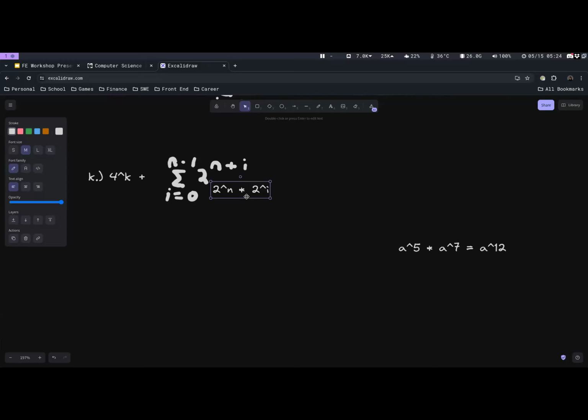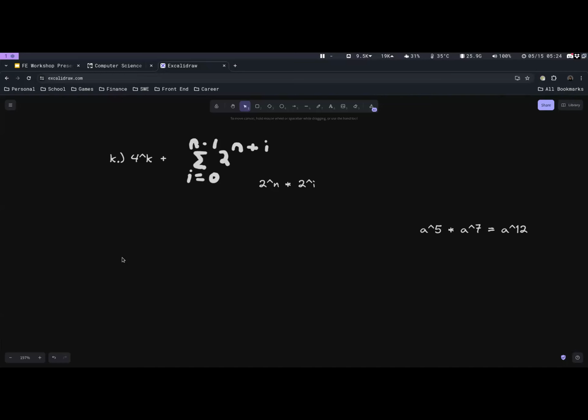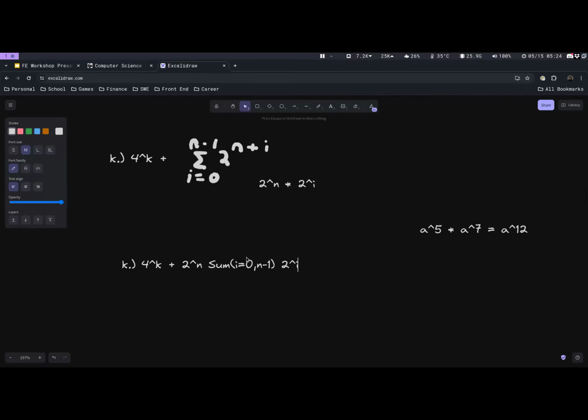Everyone can see how these two are being multiplied by each other to get this? Yes. And since this is a constant, we are able to move it outside. So for our kth iteration we get 4 to the power of k plus 2 to the n, and then our crazy sum. I'm just going to say sum i equals 0 to n minus 1 of 2 to the i.